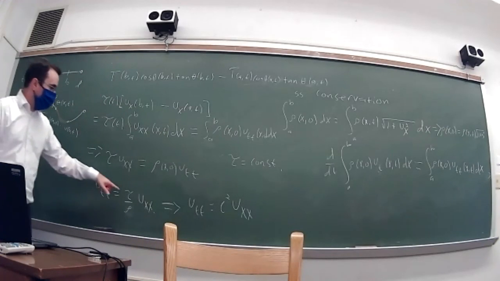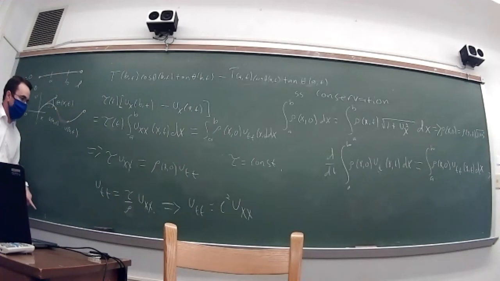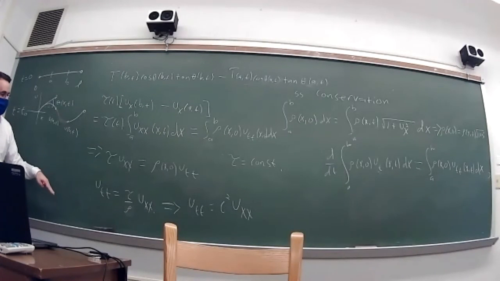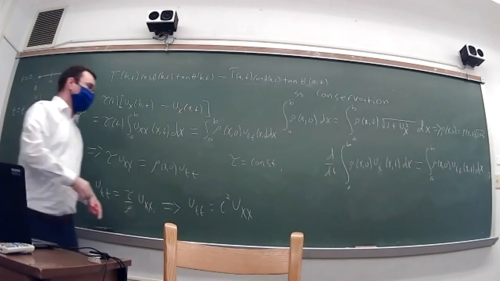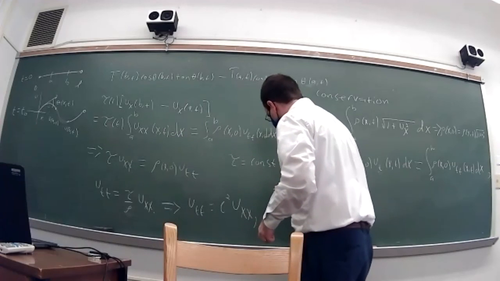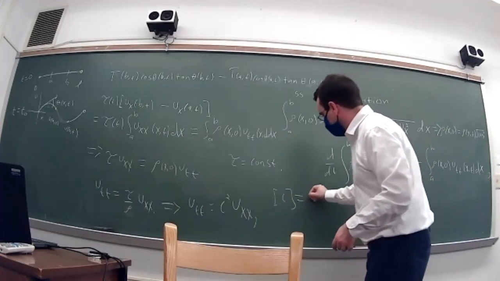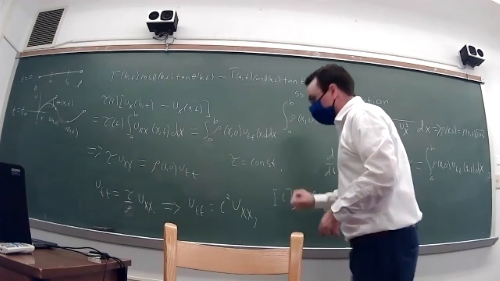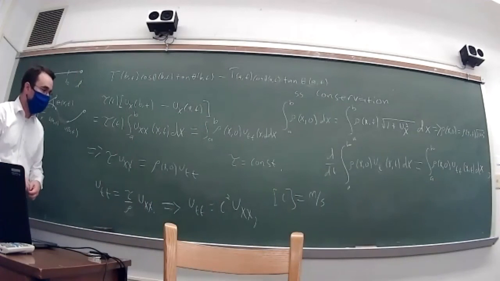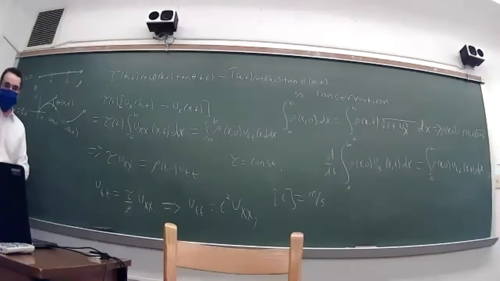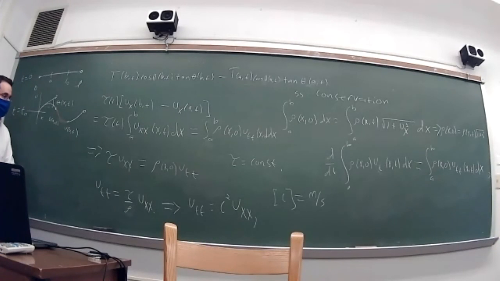Okay, and so check this too to make sure everything's right. Force over density should have units of meters per second squared. And therefore, we're out of time, so I won't do it for you, but the units of c are meters per second. So c is a velocity, called the propagation speed or the wave speed.